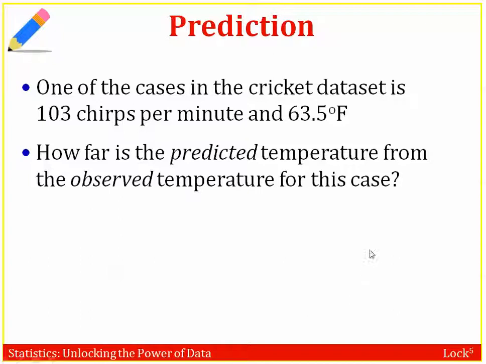Interesting question is, how far is the predicted temperature from the observed temperature? What's the difference? In this case, when there are 103 chirps per minute, the predicted temperature is 61.39 degrees, pretty exact. The observed temperature for 103 chirps per minute was 63.5. So there is a difference between what was predicted and what's observed. If we take what's observed and subtract what's predicted, we can see that there's a difference of 2.11 degrees. We call that difference the residual.